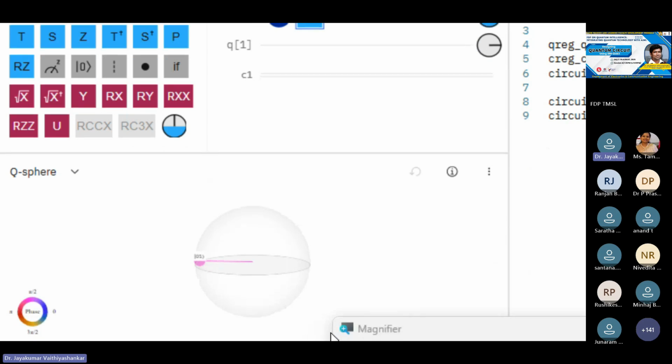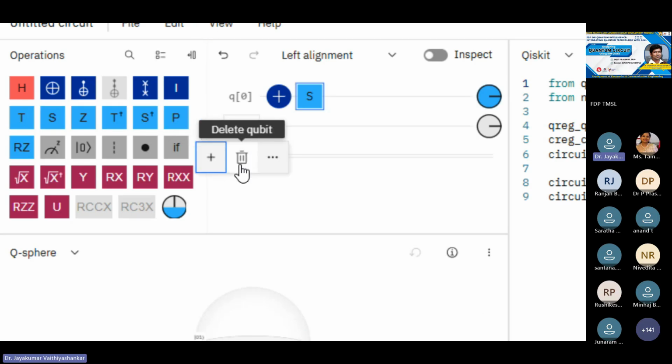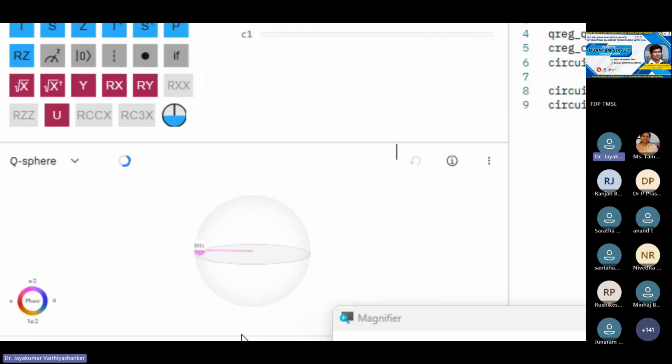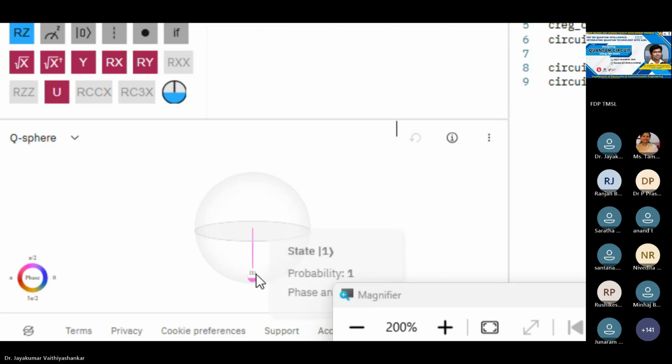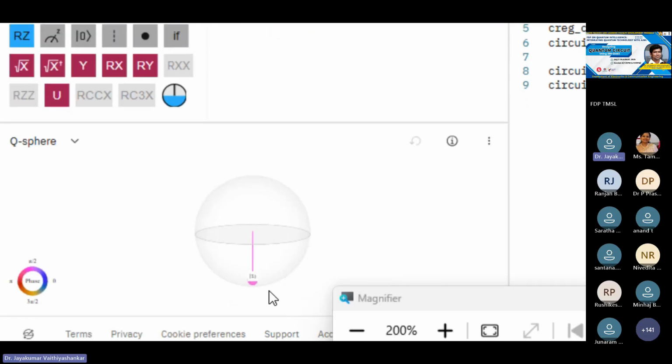You can see the color change. The color is pi by 2. You can see this pink color, so that is why it is having pink color. I try to delete one quantum bit. Now you can see the phase change. So we have the NOT gate followed by the S gate. The S gate will introduce a pi by 2 phase shift.